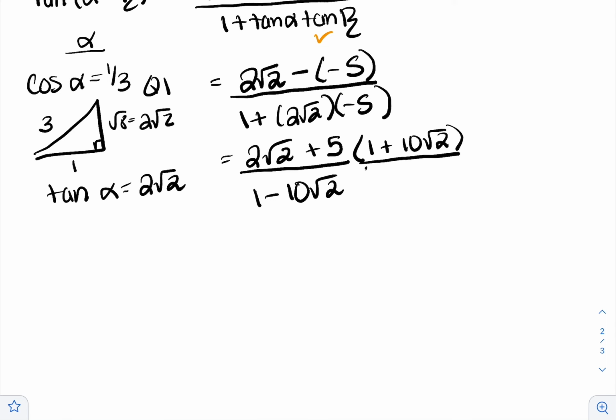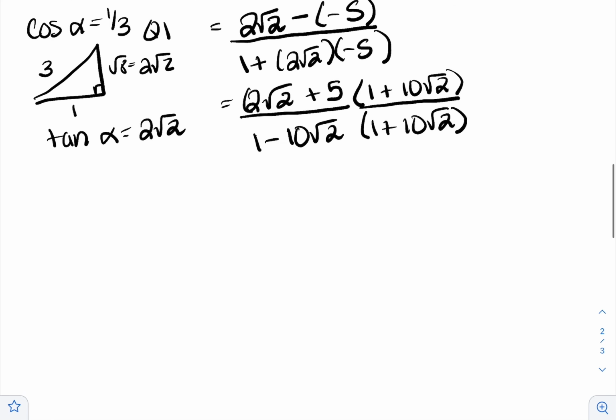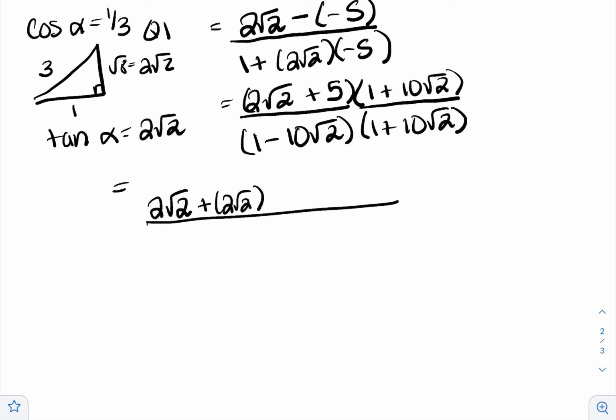It's the same thing we were doing when we were doing identities. Same concept, conjugates. So we FOIL. We need to FOIL the top and we need to FOIL the bottom. So I'm going to do the top first. In the top, I'm going to distribute the 2 radical 2. So I get 2 square root of 2 times 1, plus, and I'm going to write this out just so that nobody gets confused, 2 square root of 2 times 10 square root of 2. And then I'm going to distribute the 5. 5 times 1 is 5, and then 50 square root of 2.